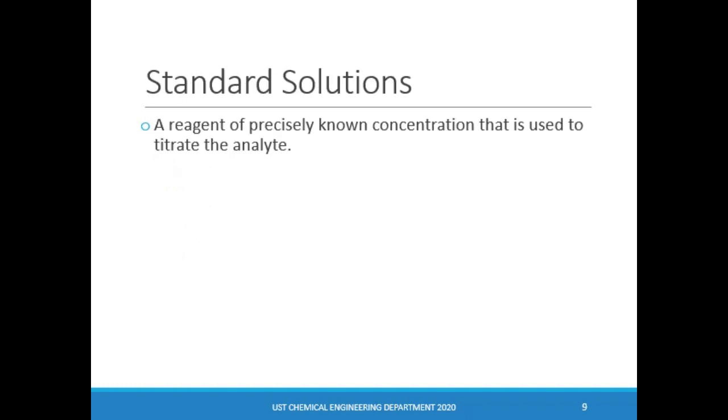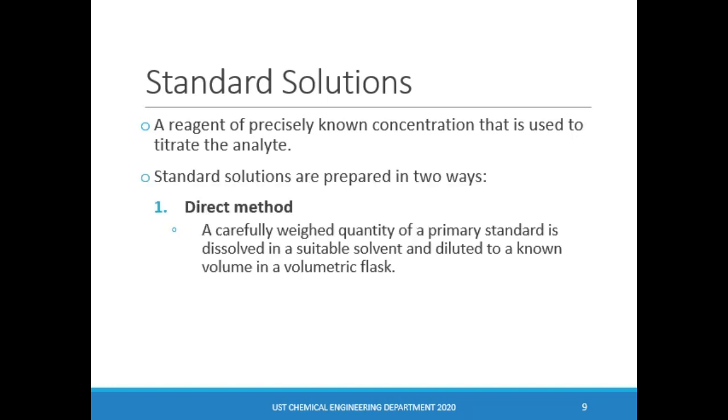This is a reagent with a precisely known concentration. In titration experiments, this is commonly used as the titrant. There are two ways to prepare standard solutions. First is the direct method, wherein a precisely measured amount of the primary standard is dissolved in a suitable solvent and diluted to a known volume in a volumetric flask. The concentration is then calculated from these known values.